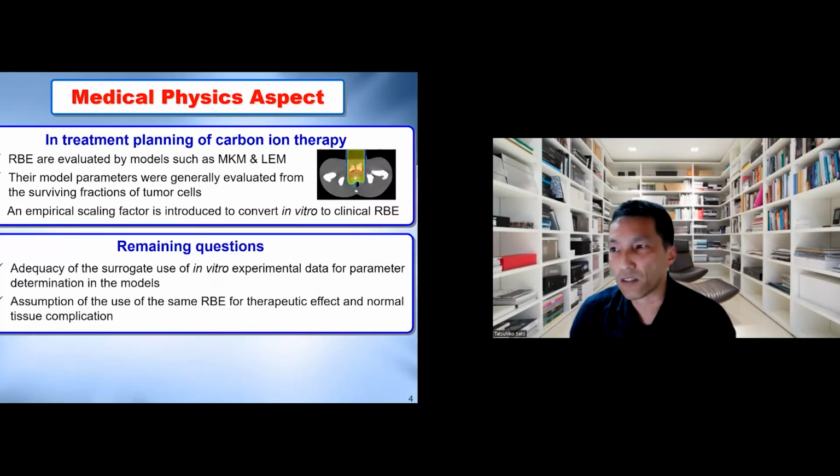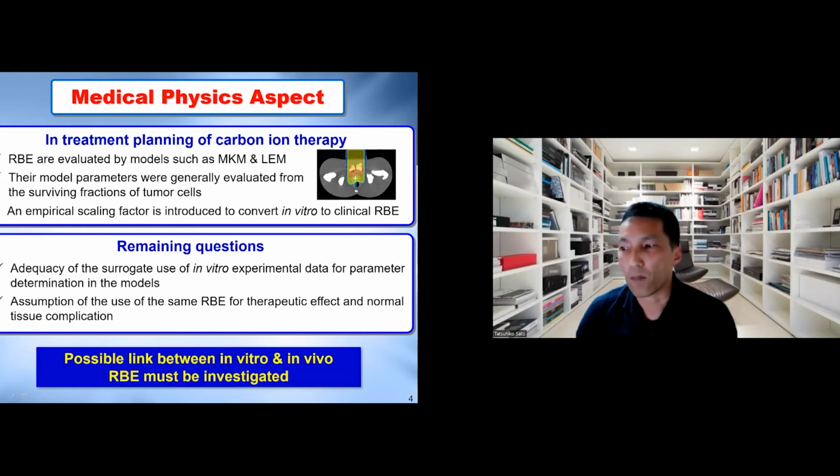As for the medical physics aspect, in the treatment planning of carbon ion therapy, RBEs are evaluated by models such as the microdosimetric kinetic model or local effect model. And their model parameters were generally evaluated from the surviving fraction of tumor cells, and an empirical scaling factor is introduced to convert in vitro RBE to clinical RBE. However, several questions still remain, such as the adequacy of the surrogate use of in vitro experimental data for parameter determination in the models, and the assumption of the use of the same RBE for therapeutic effect and normal tissue complication. Therefore, a possible link between in vitro and in vivo RBE must be investigated.